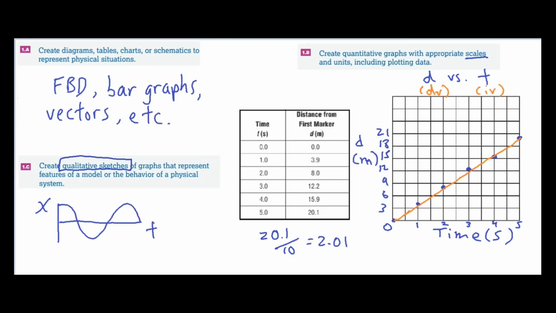Obviously, be able to plot points in a chart and then maybe place a best fit line on there. Usually after that, you'll probably do some analysis with slope or finding area underneath the curve, but that's not necessarily part of what this skill is discussing at this point.